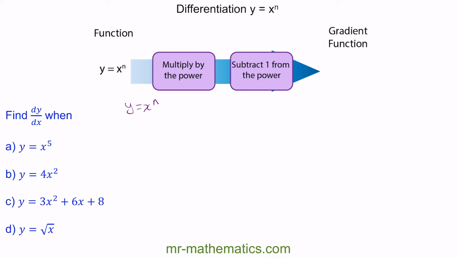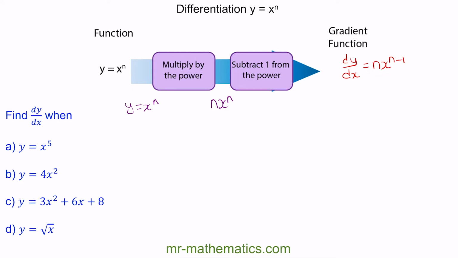So the first thing we do is we multiply by the power. So what this means is we multiply this coefficient of x, which is 1x, we multiply this 1 by the power of n. So this becomes nx to the power of n. And then we subtract 1 from the power. So now we have dy by dx, the gradient function, is nx, and when we take away 1 from this power, we're left with n minus 1. Okay, so this is the general form.